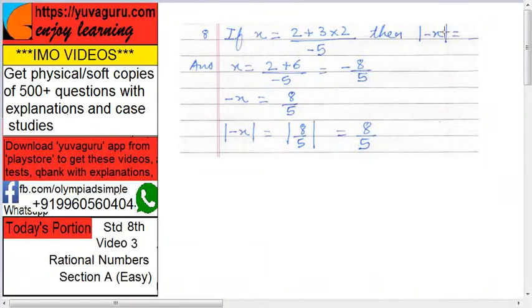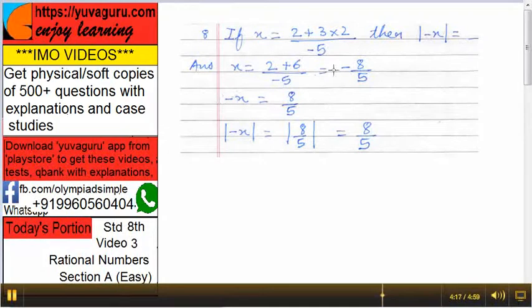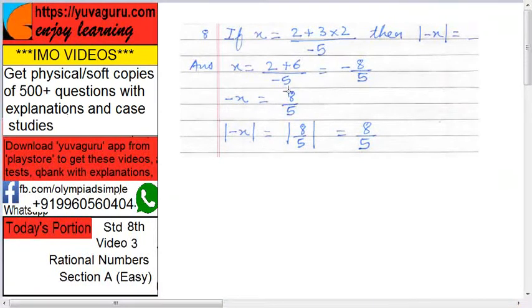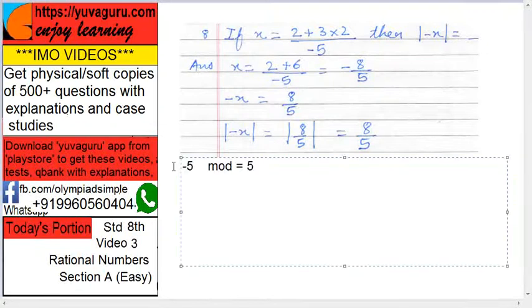Now we want minus x, so minus x means plus 8 by 5. Now we want modulus of minus x, so it becomes modulus of plus 8 by 5. It means plus only. So even if modulus wouldn't have been there, the answer would have been 8 by 5 only over here, because minus of minus is plus. But remember one basic thing, modulus of any number is always positive, always and always and always. So modulus of minus 5 is plus 5.